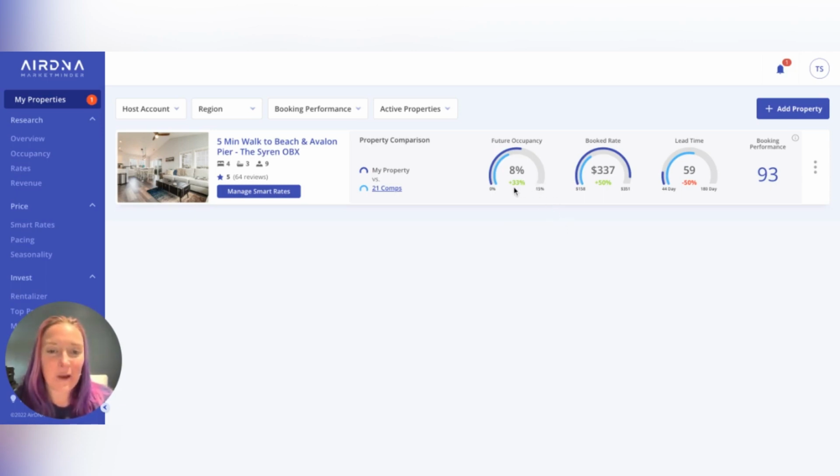And then this plus or minus number is how you're comparing recently to the competition. So how much you're above them or how much you're below them. And then moving on, we have booked rates. This is your average daily booked rate for any bookings you have in the next year. Again, how you compare to the competition. And then you can see what the average lowest and the average highest is for your competitors. So, I'm quite a bit higher than my lowest competitor.